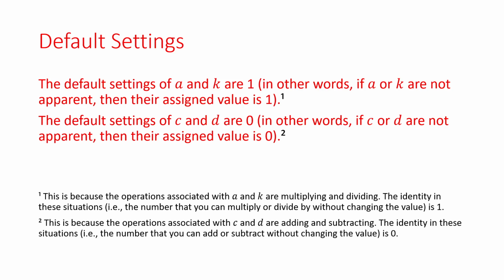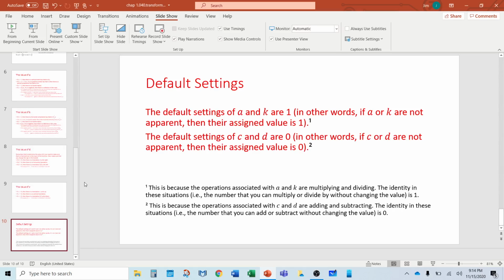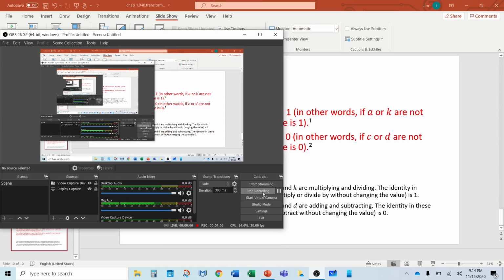Why is that? Well, let's look at footnote 2. It's because the operations associated with c and d are adding and subtracting. The identity in those situations, in other words, the number that you can add or subtract without changing the value, is 0. And that is the end of the expedited version, the need-to-know version of transformations.